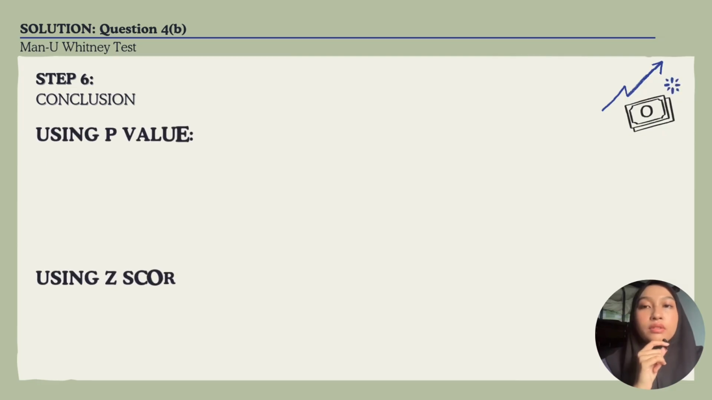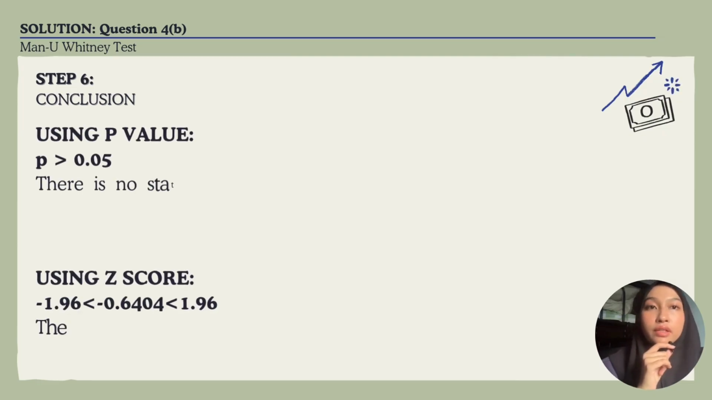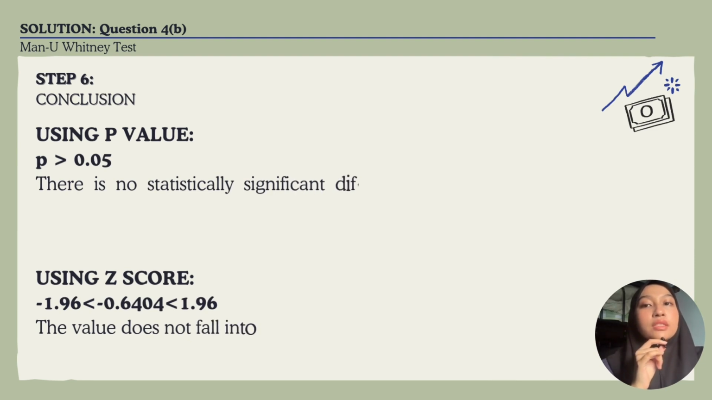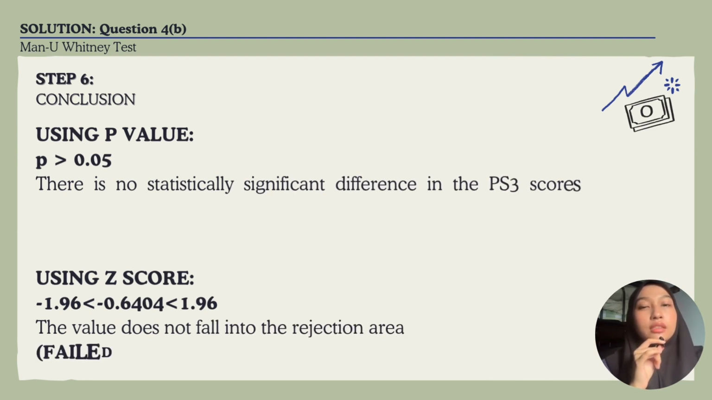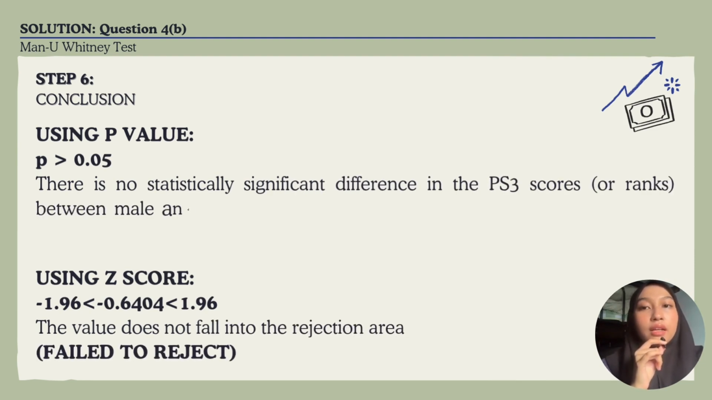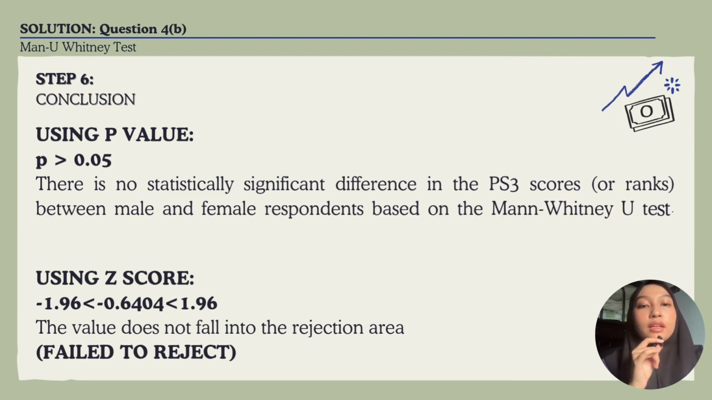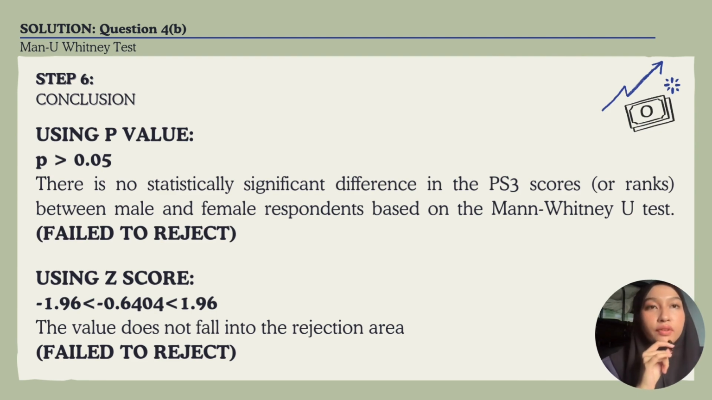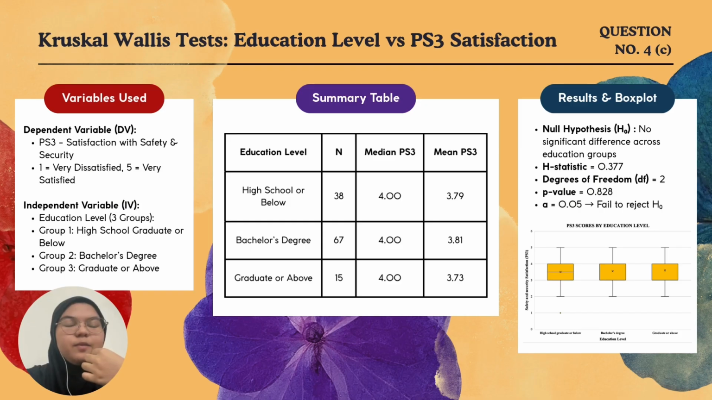There are 2 types of conclusion, the first using the p-value. We still fail to reject because the p-value is higher than the significance level that we chose. And then for the z-score, the value does not fall into the rejection area, so we still fail to reject. That's all.